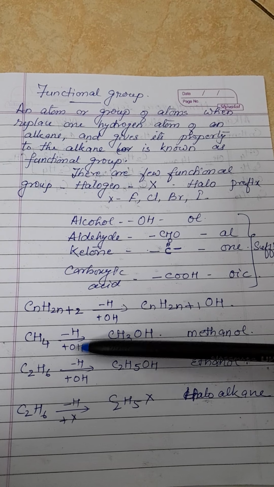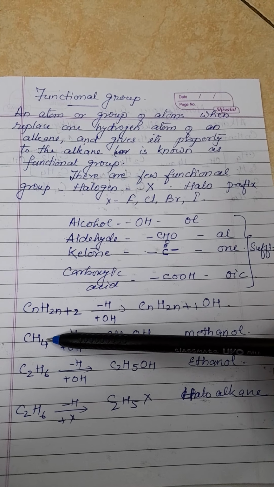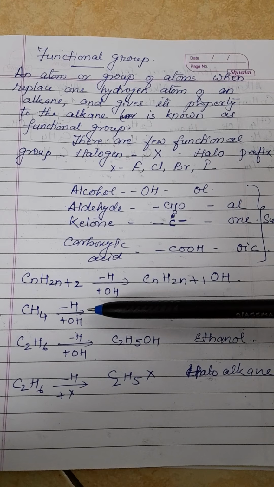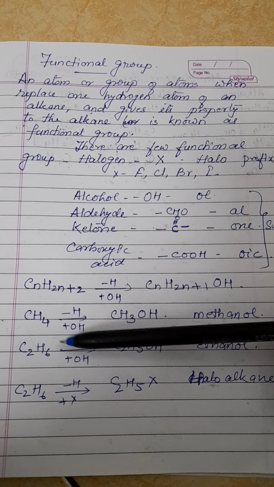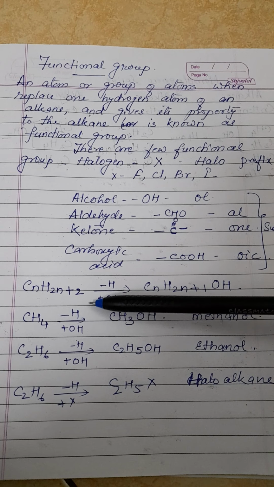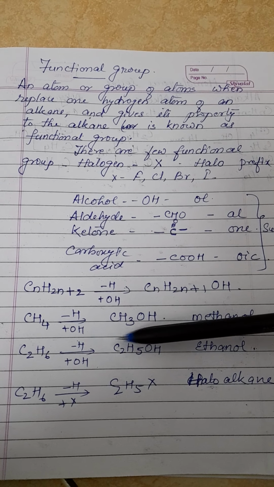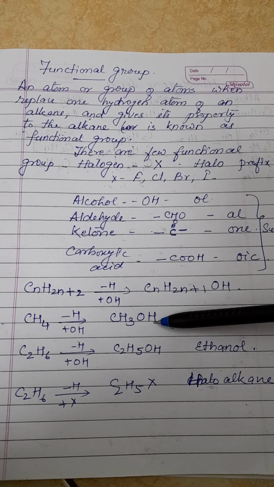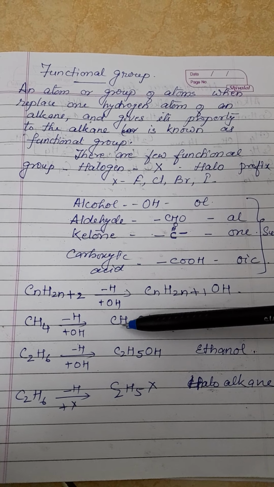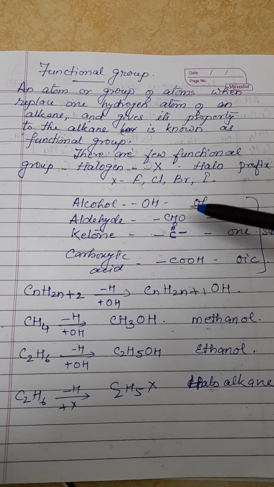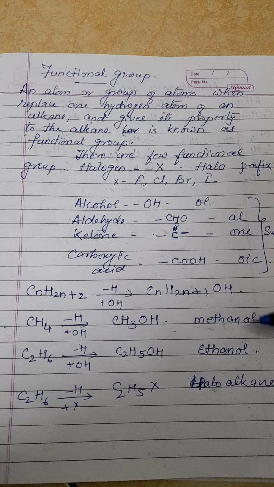Now we will take another example, like methane. CH4 is methane, and one hydrogen of methane is removed. It will form methyl, that we have already discussed, and in place of that hydrogen OH is attached, so you will get methyl alcohol, or the IUPAC name will be methanol. Meth means one carbon, and ol is the suffix we use for alcohol.